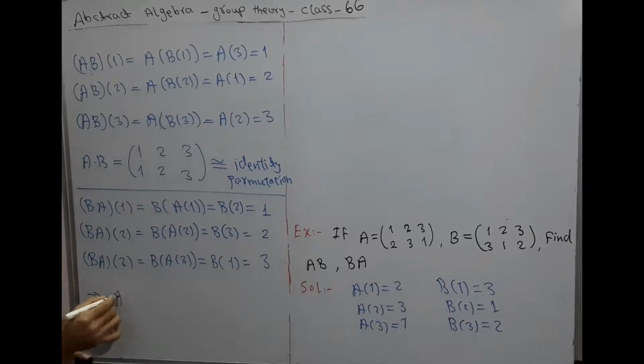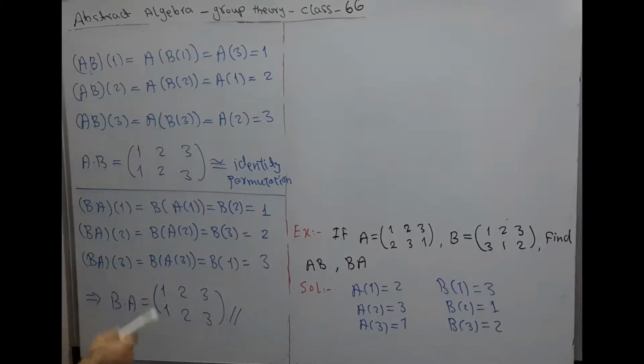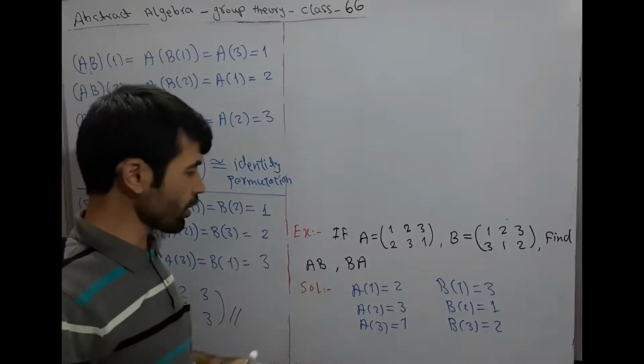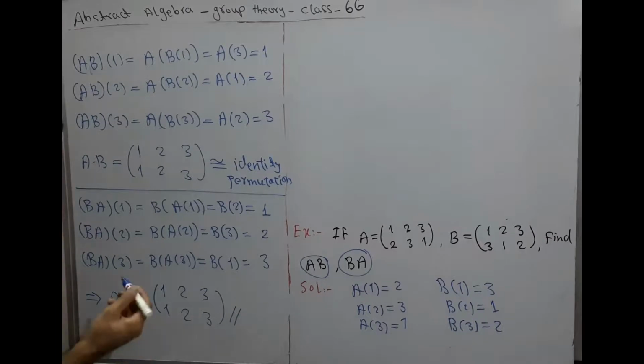This implies b into a is equal to 1 2 3 over 1 2 3. It is also the identity permutation. Actually, we found a into b and b into a. We found all of them.